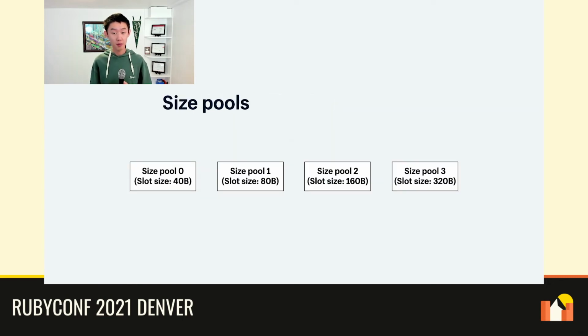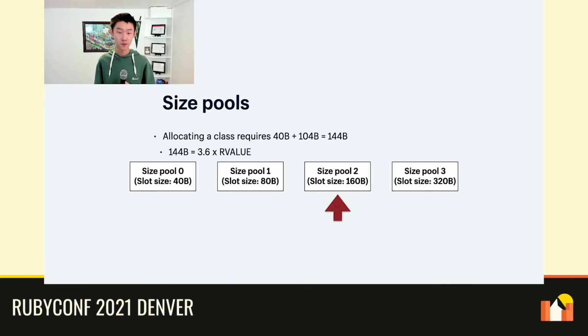Here, we see a diagram with 4 size pools, and their page slot sizes are labeled. Now, we want to allocate a class object. We first need to calculate the size pool which we're allocating into. A class object will need 144 bytes of space, 40 bytes for the object, and 104 bytes for the RClassExt struct. This is 3.6 RVALUEs wide, which is rounded up to the next power of 2, so it will require 4 RVALUEs worth of space, or the third size pool.